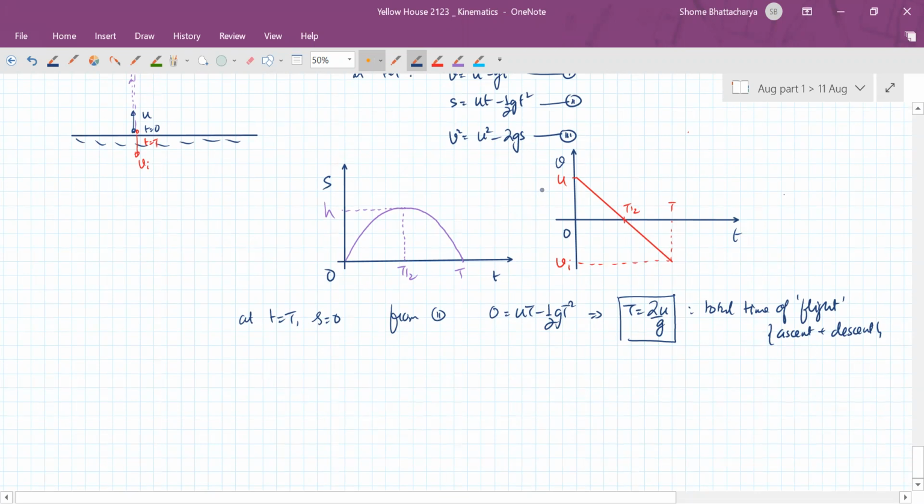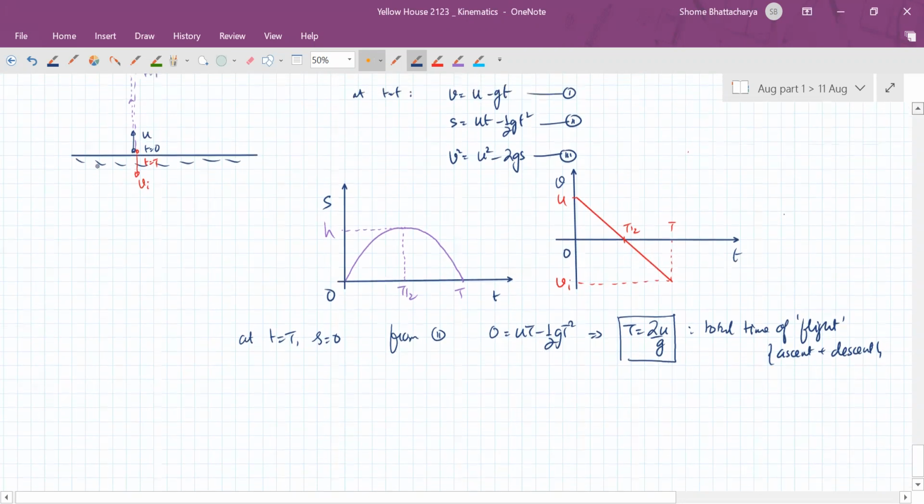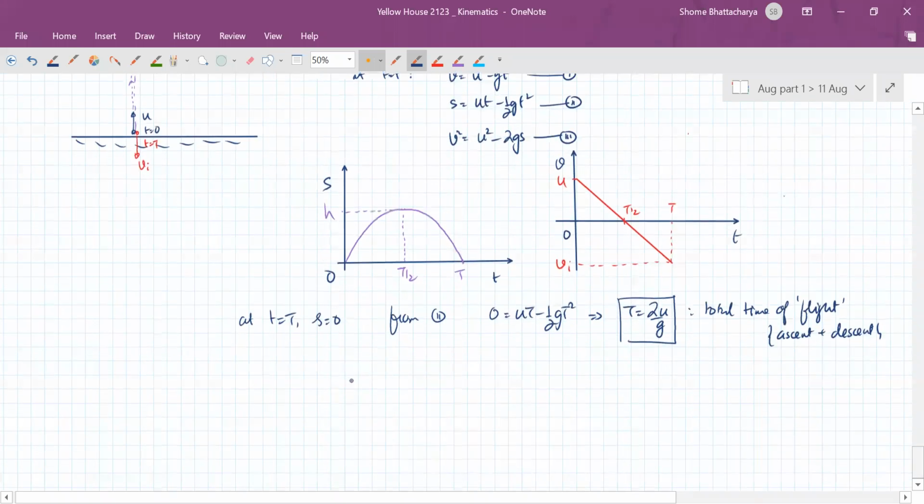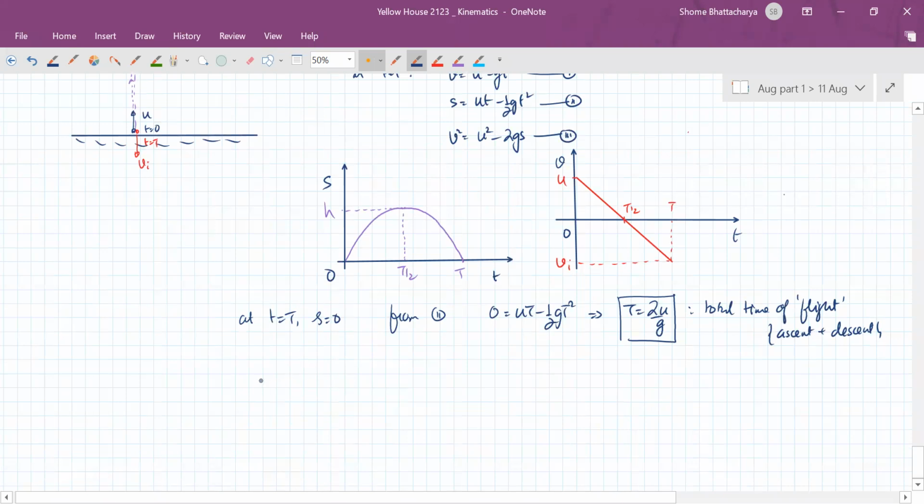Okay. Now the second thing is, when it reaches the highest point, its velocity should become what? 0. When it reaches this highest point, the velocity is instantaneously 0. So which equation can we use for maximum height? The third equation. Okay. So when S is equal to h, that is the maximum height, at that instant, the velocity is 0. So from equation 3, we have 0 is equal to u square minus 2gh. So we have the formula that depending on how much speed we throw the object with, this is what is happening.